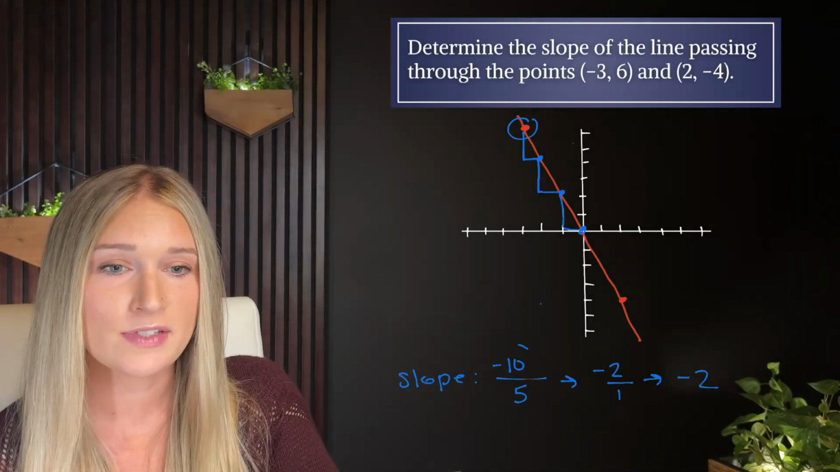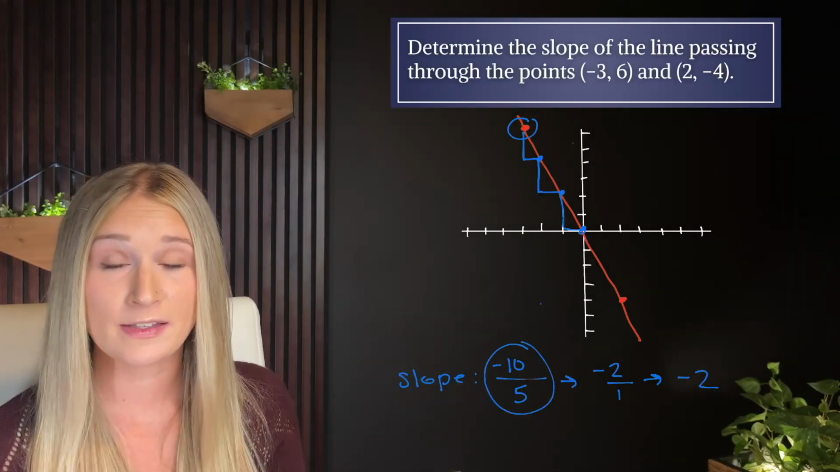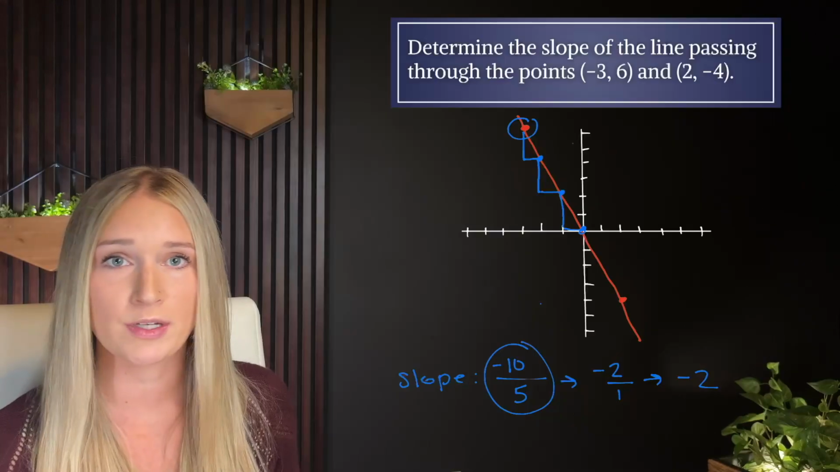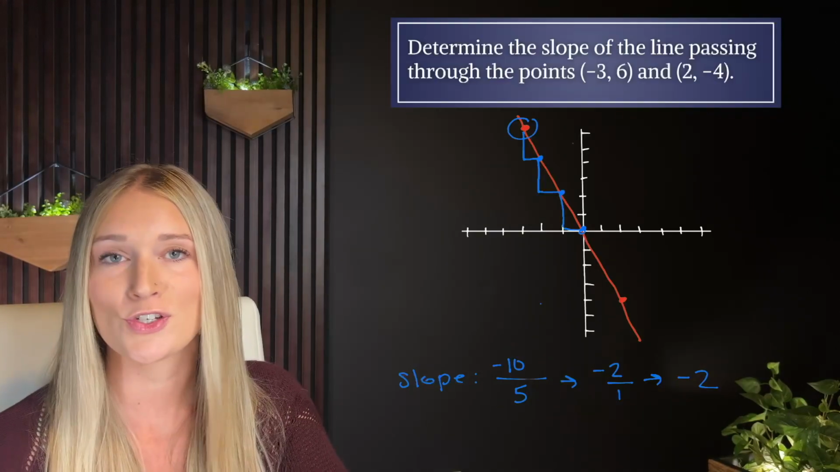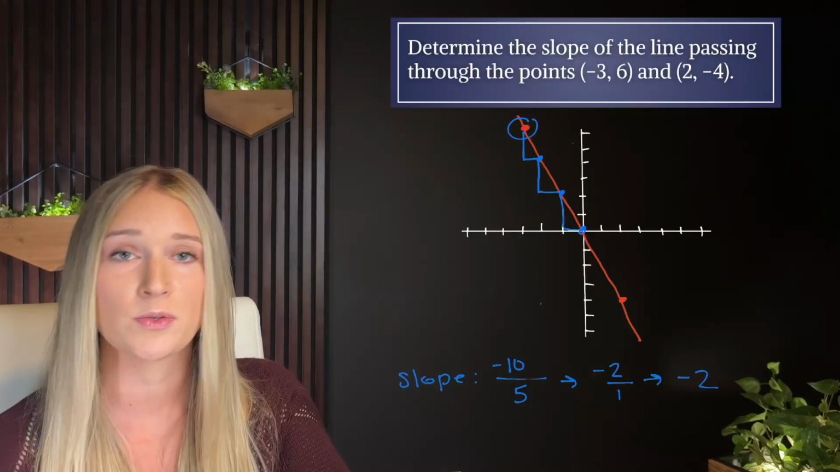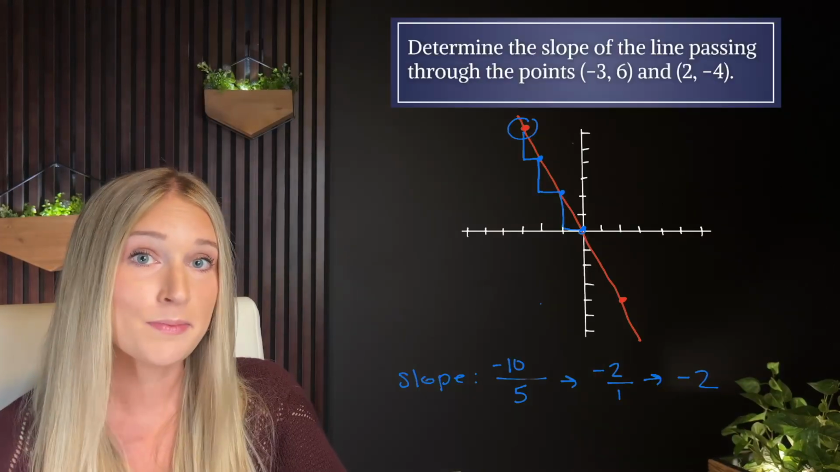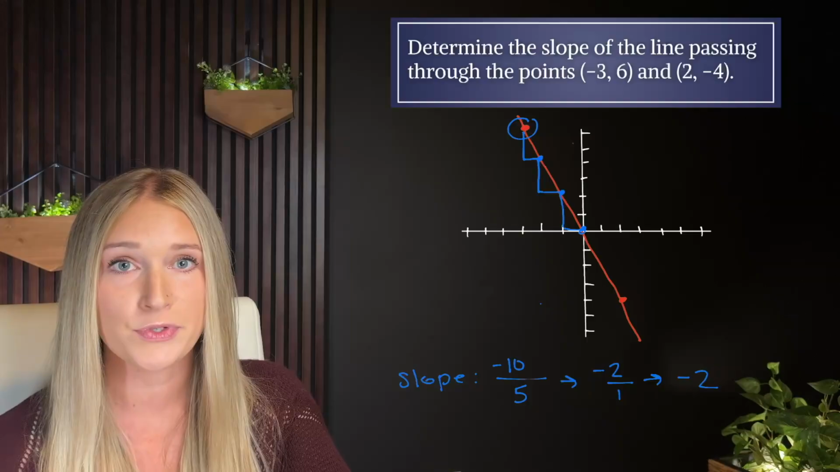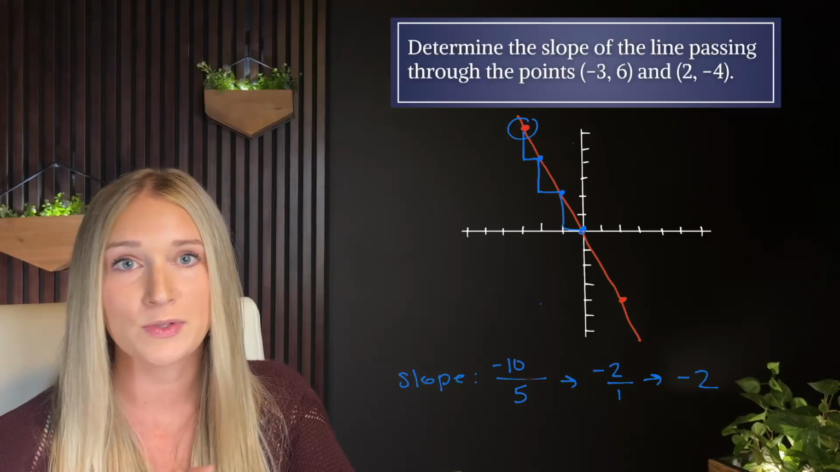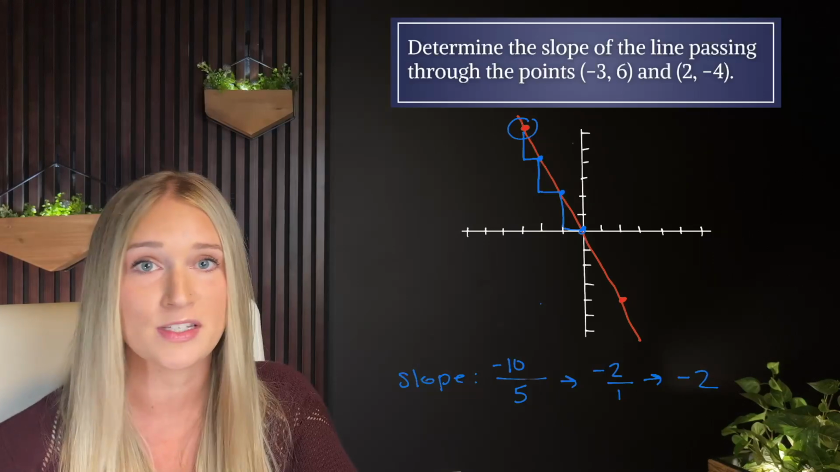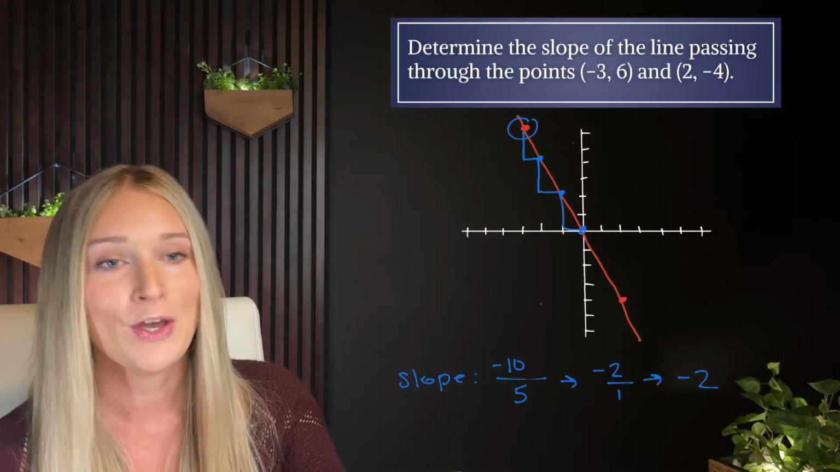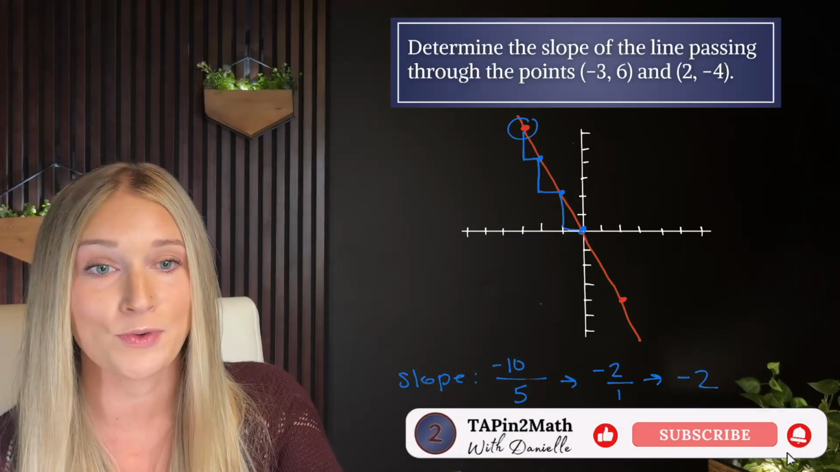So this negative 10 over 5 says specifically how you would get from your first point to your last point on this line, but the slope of the line is just how do you get from any one point to another point on the line. And the simplest way would be to go down 2, right 1. Doing that, you get from one point to the very next point on the line, and you can follow that pattern as many times as you like. Okay, now how would we do this without graphing?